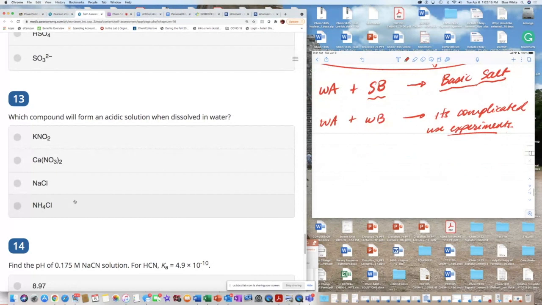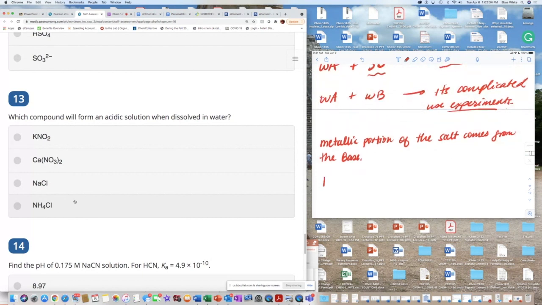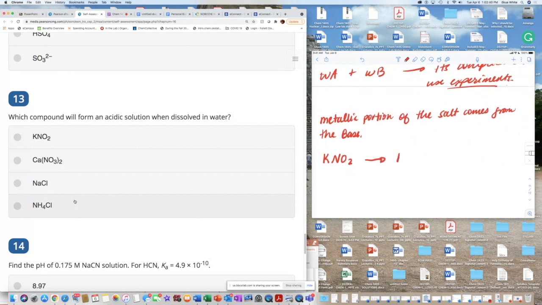I said metal, not metal, right? The metallic portion of the salt comes from the base. So for example, in the first one, KNO2, this ionizes into K+ and NO2-. This K came from probably KOH. That's the base, right?